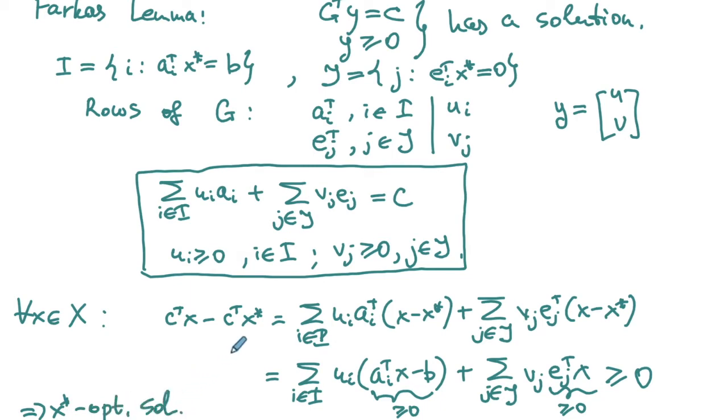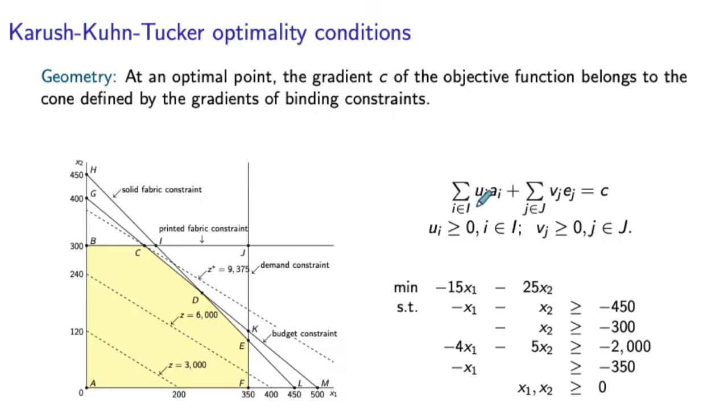So this proves that this condition here is the necessary and sufficient condition for optimality of x star. The optimality condition we just established is known as the Karush-Kuhn-Tucker optimality conditions, and these conditions are applicable to more general problems in nonlinear optimization. What we see here is just a special case of the KKT, or Karush-Kuhn-Tucker, optimality conditions applied to a linear program.